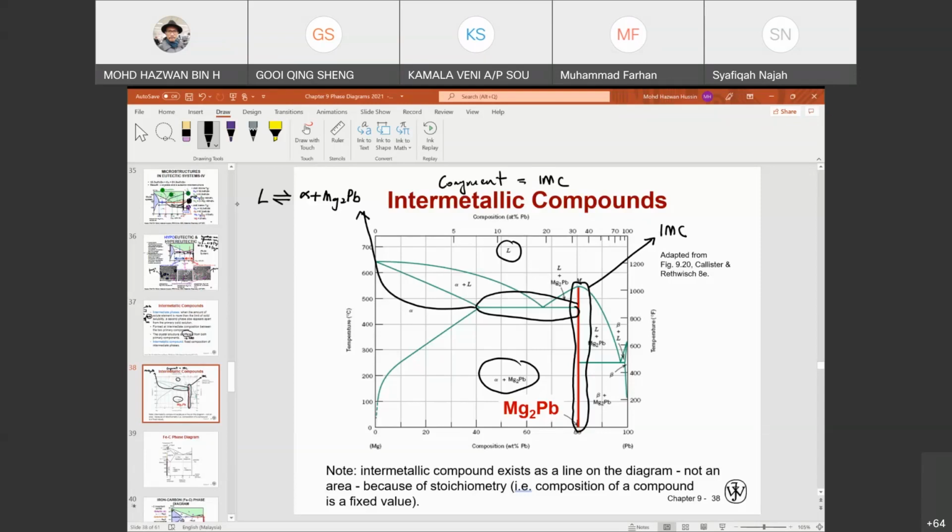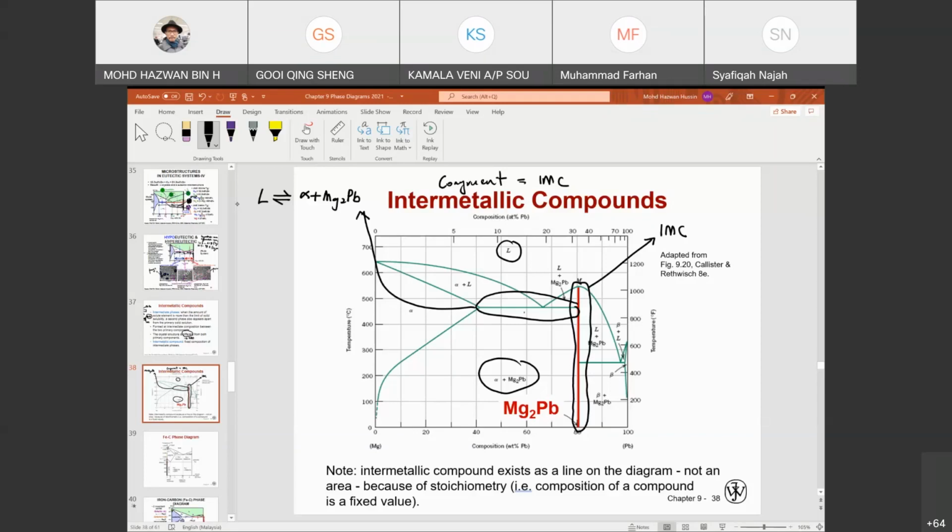A few years back, I gave one exam question, one phase diagram that has multiple reactions, and I asked the students to identify what the reactions are and everything that may be present. I mentioned congruent, and they were questioning themselves, what is congruent? Congruent, to tell you the truth, is the intermetallic compound. So make sure that you memorize that.